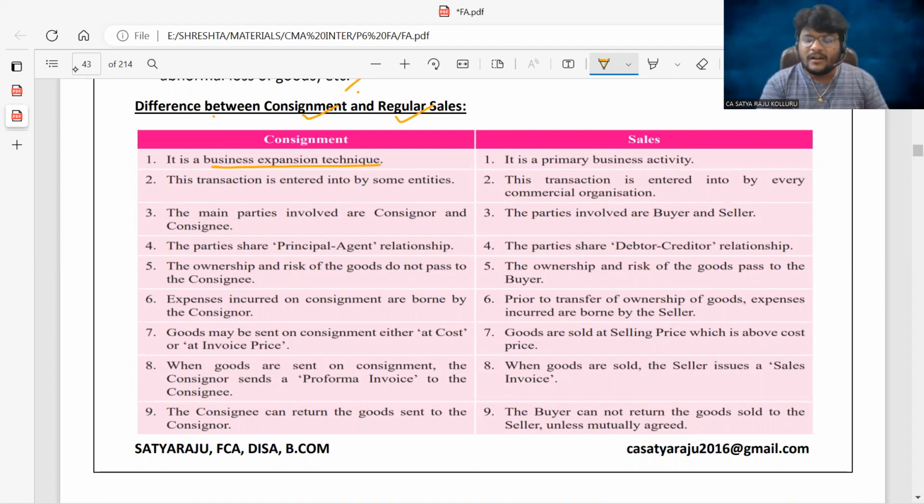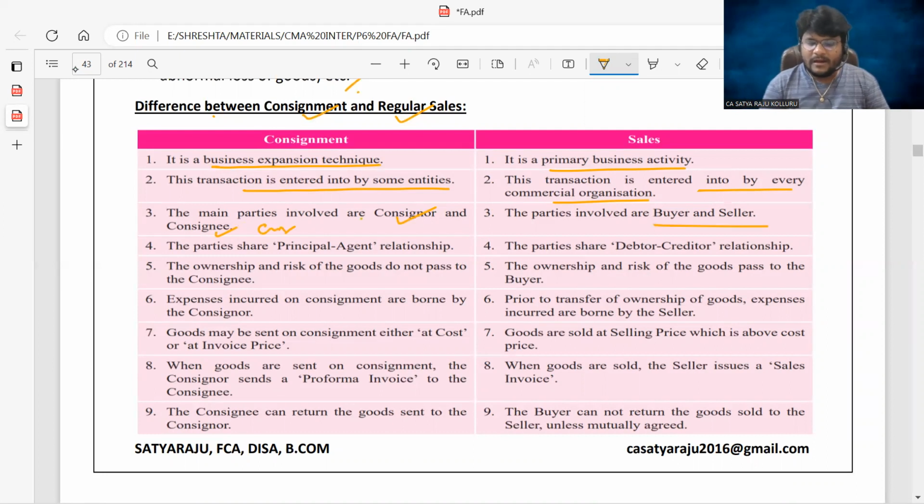Sir, general sales are normal primary business activity. This transaction is entered into by every commercial organization. That means, sir, each and every organization may not be involved in consignment related transactions. Those entities which want to expand their business activities through their agents are the only ones involved in consignment transactions, but sales transactions are entered into by each and every commercial organization. The main parties are consignor, consignee, as well as customer.